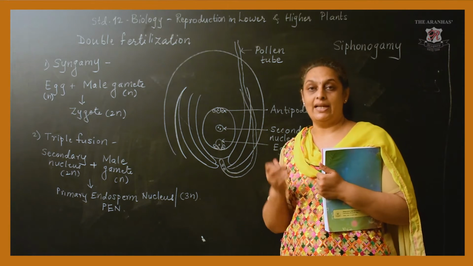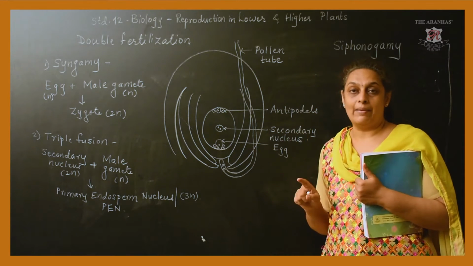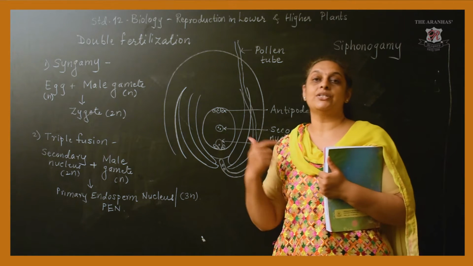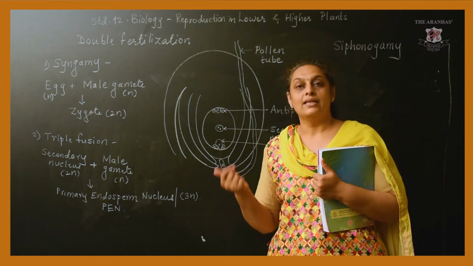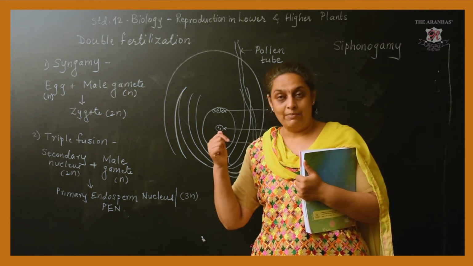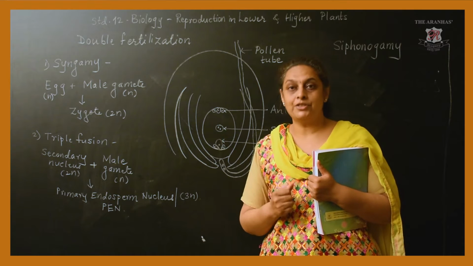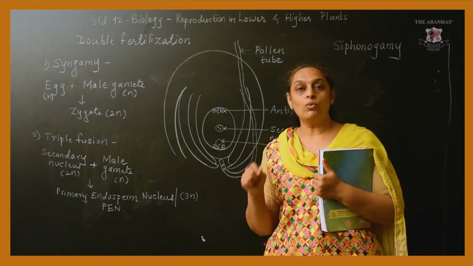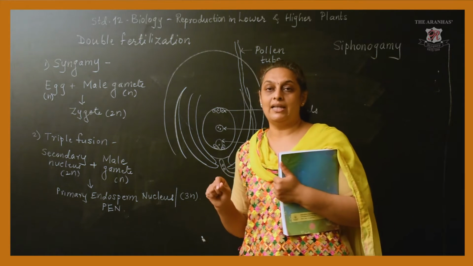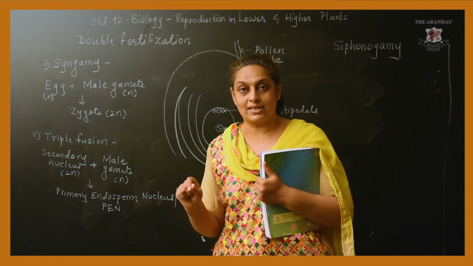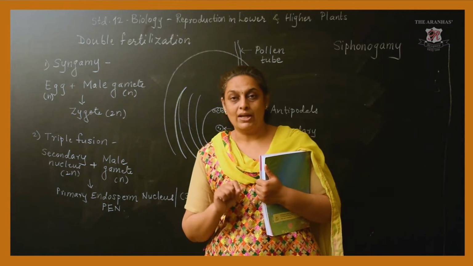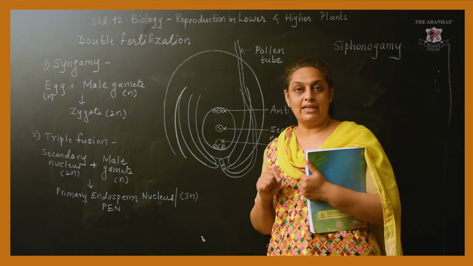In the process of fertilization, these two male gametes are used up, and event of fertilization takes place twice. That is why it is double fertilization. I am repeating, in fertilization in angiosperms, two male gametes are used, and that is why event of fertilization takes place twice, and therefore it is double fertilization. Okay, now let us see what happens actually in this process.